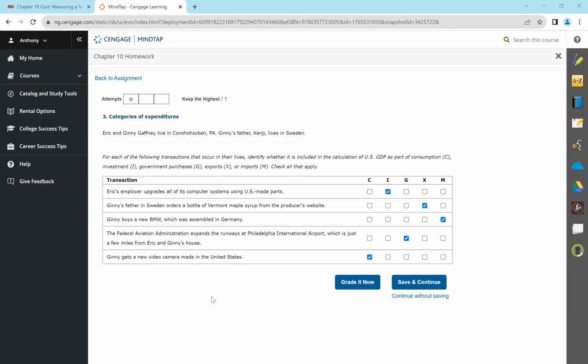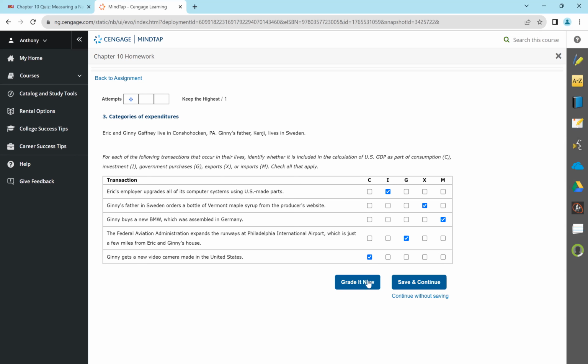I wonder, let me do a quick search here on Chegg to see if any of them have more than one box checked. I just don't remember that being the case. Yeah, I thought it was just one each.